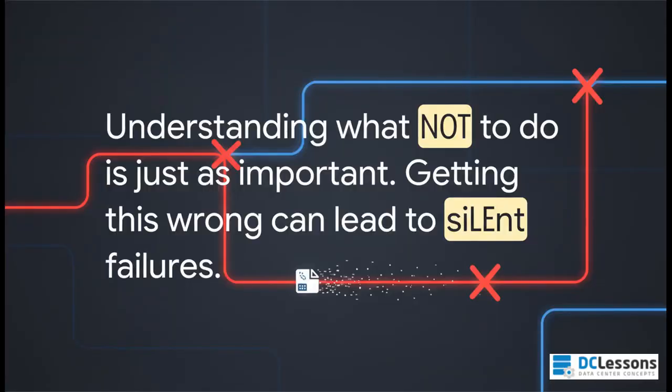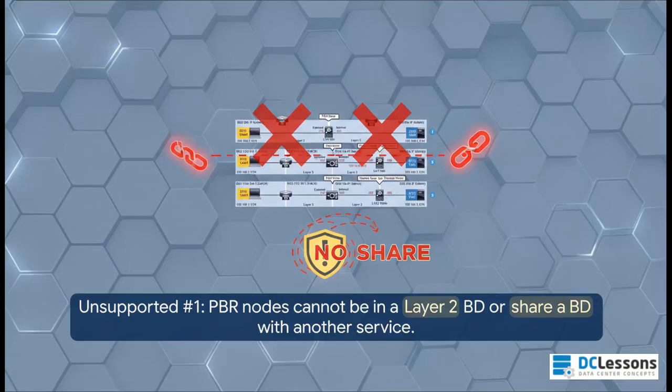You know, understanding what not to do is just as important as knowing what you can do. Getting this part wrong can lead to some really frustrating problems, like silent failures where traffic just isn't getting inspected and you don't know why. So let's look at some common mistakes. Here are a couple of big ones to avoid. First, in that top diagram, the PBR node is connected to bridge domains that have no subnet. They're layer 2 only. That's a no-go. The PBR node's BD has to be a layer 3 BD with an IP address.